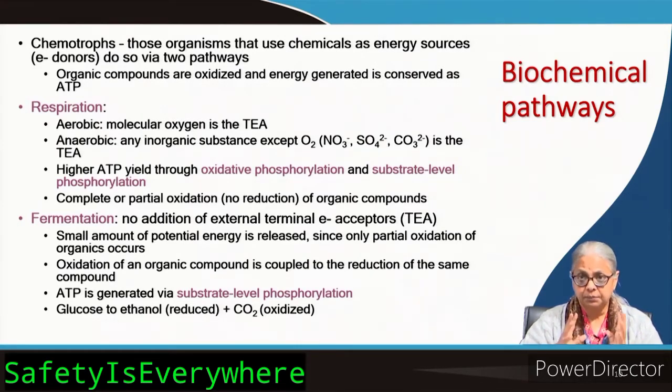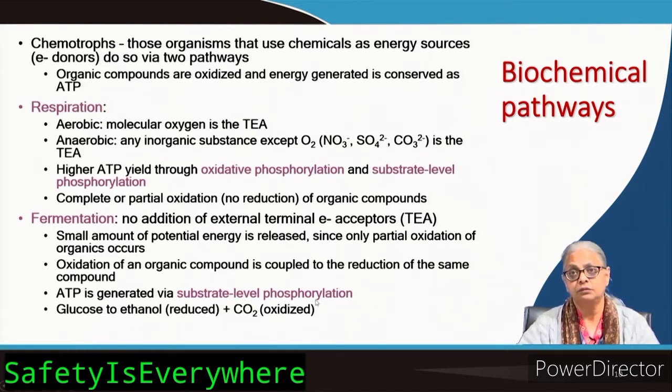Now, the oxidation is coupled to the reduction reaction of the same compound. ATP is generated in one process only, and that is substrate level phosphorylation. There is no oxidative phosphorylation. So, glucose can be converted to ethanol, lactose can be converted to lactic acid, and it basically ends there.